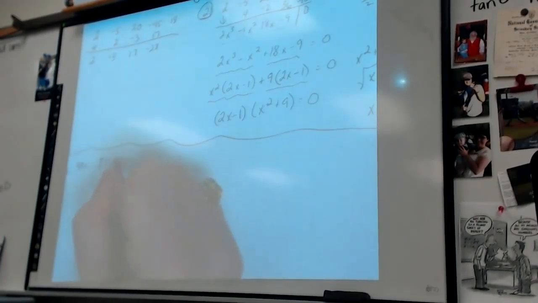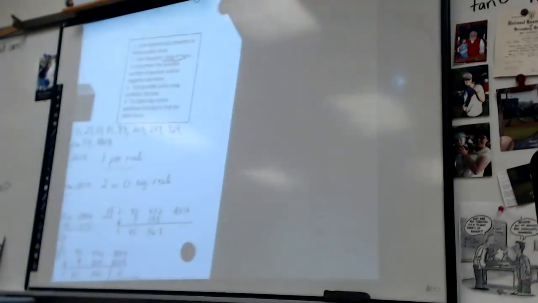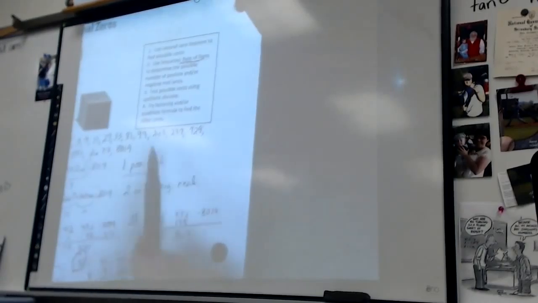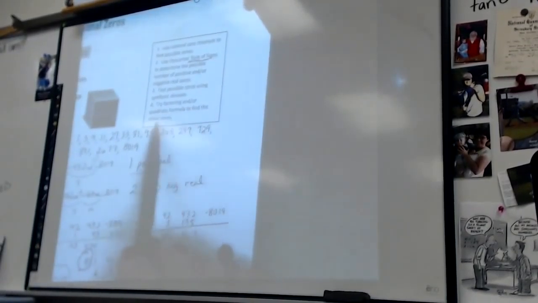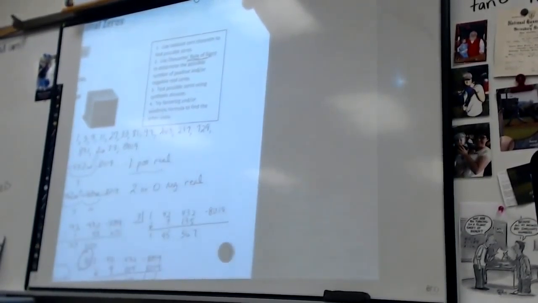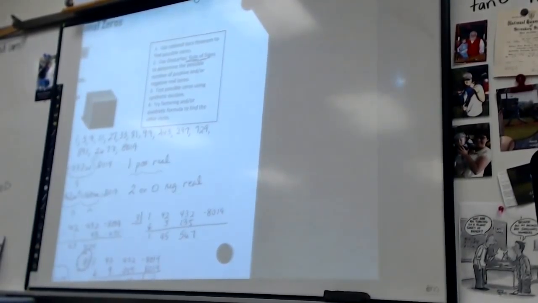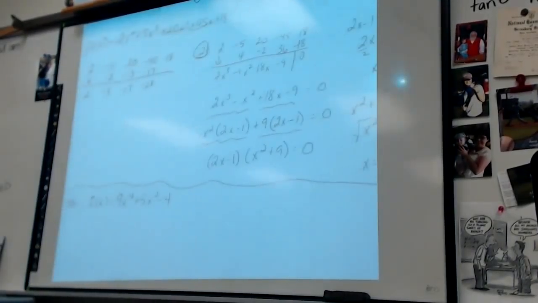f of x equals 9x to the 4th plus 5x squared minus 4. Yeah, here's what it said, try factoring and or quadratic formula, and we did factoring by grouping. I didn't flip back over a while ago. All right, so number 1, use the rational zero theorem to find possible zeros. When you hear rational zero theorem, think P over Q.